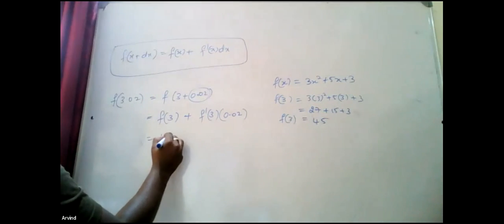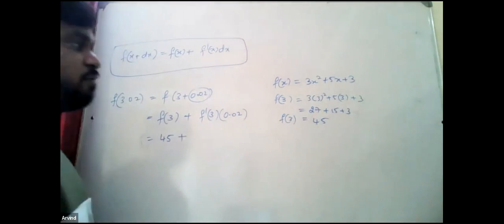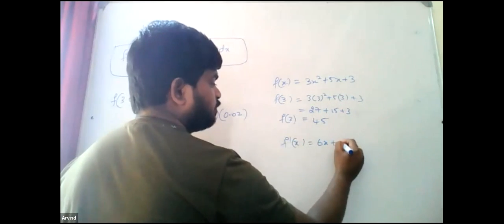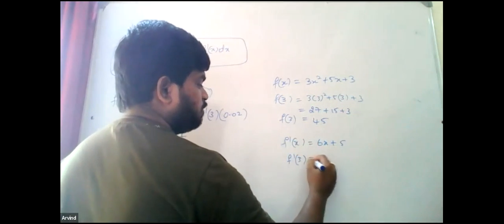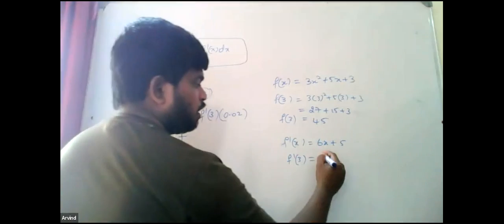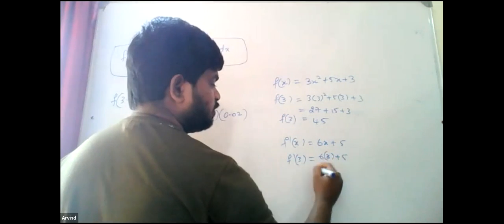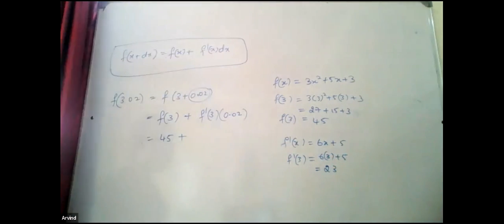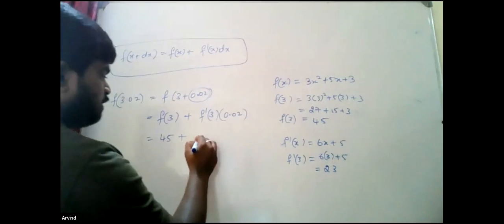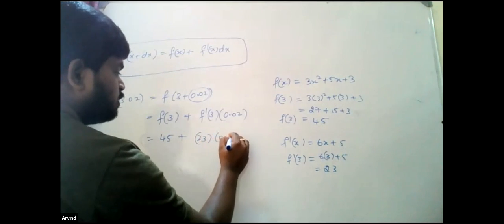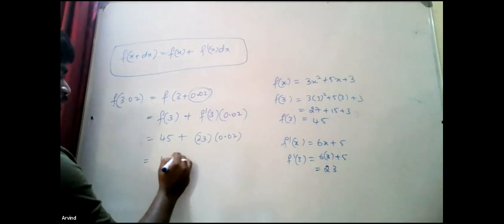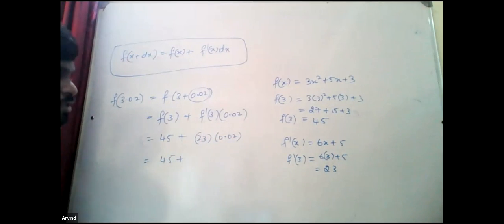So this you got as 45 plus f dash of 3 we need. First f dash of x we find, that is 6x plus 5. So f dash of 3 will become 6 into 3 plus 5. 18 plus 5, 23. 6 3s are 18. 18 plus 5 is 23. 23 into 0.02. Okay. So 45 plus 23 into 0.02.